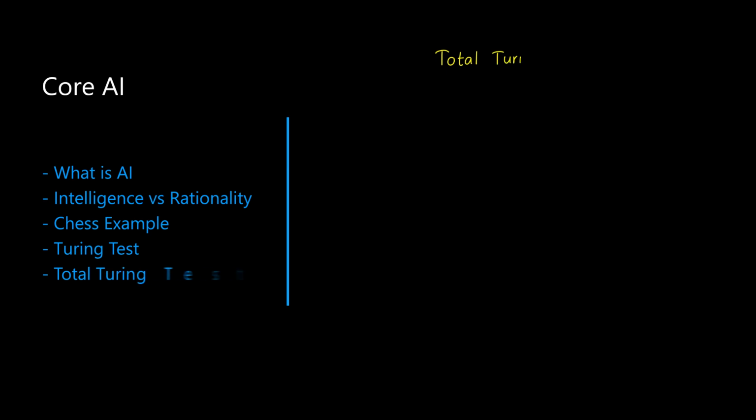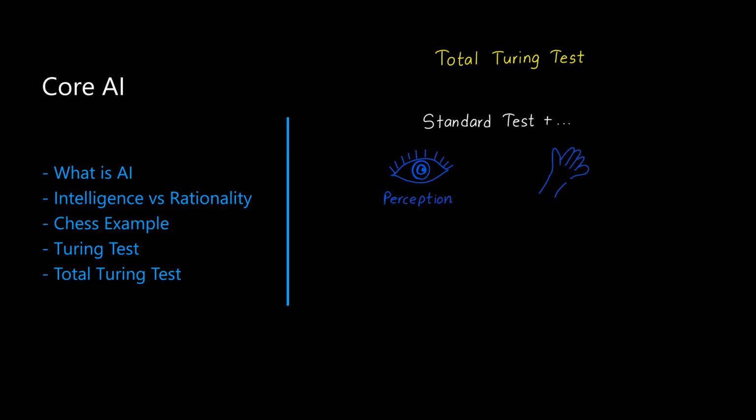But here's what makes this interesting. The total Turing test goes further. It adds perception and physical interaction capabilities, so the machine would need to see objects, manipulate them, and respond appropriately. This distinction matters because it acknowledges that real intelligence isn't just about clever conversation. It's about engaging with the physical world too.